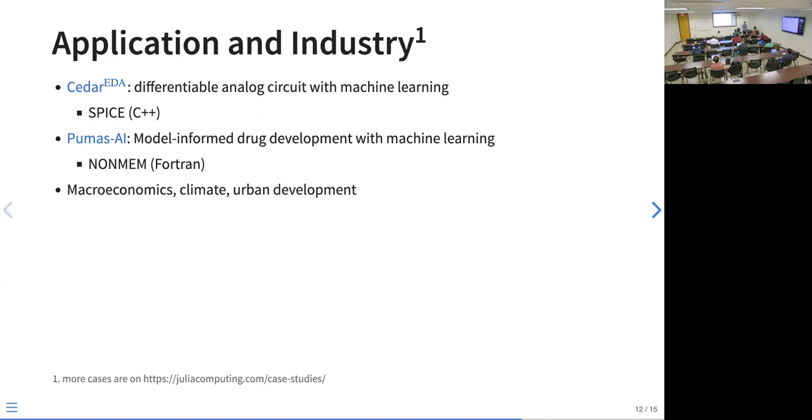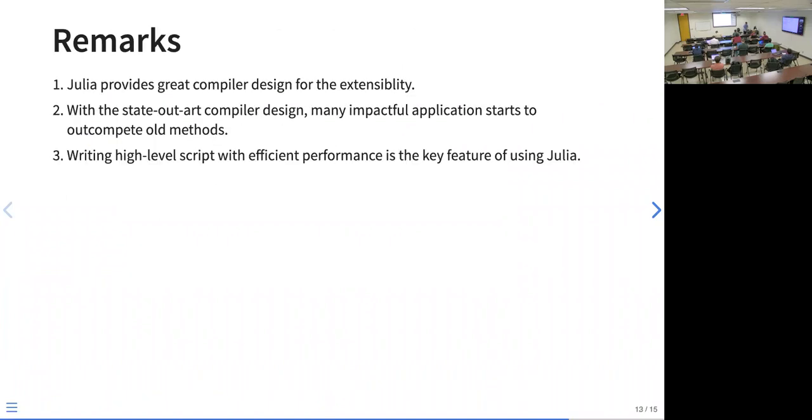And so Julia is the best for high computational demand scientific projects. Like macroeconomics, climate change, and urban development also have some applications with Julia. So the final remark is that Julia has a great composable design and extensibility. And with this state-of-the-art composable design, we can have impact for applications.